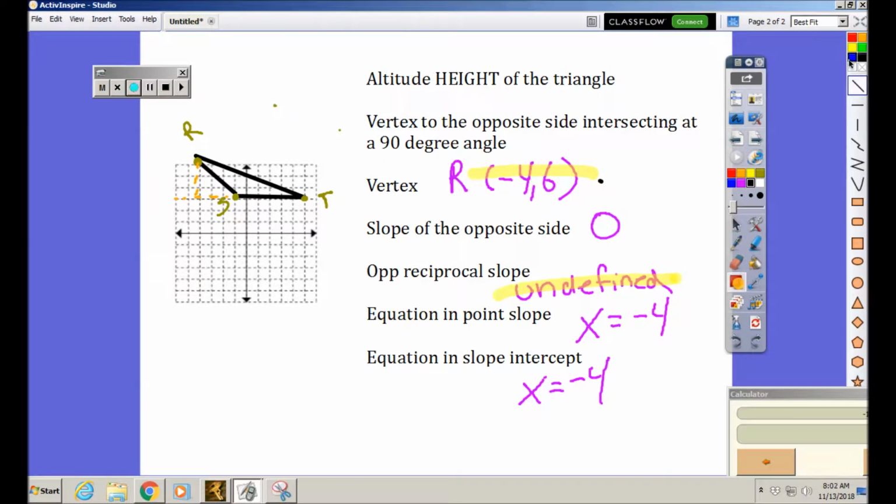Okay? I'm going to change the color here. Okay? It's going straight down, correct? It's vertical. It goes up and down. Do we have all that?